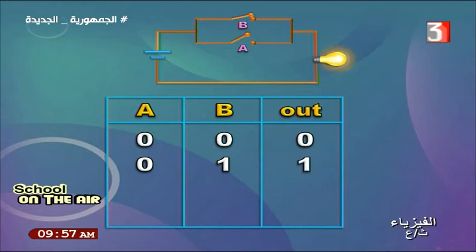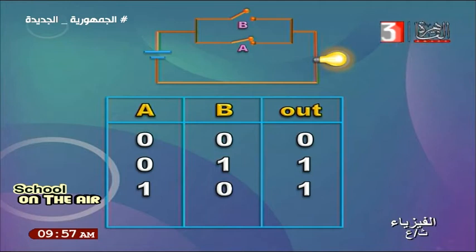Okay. And what about other possibilities? A is closed, B is open. Also, we expect to have it. Yes, the current will find the path to reach the bulb, so it will glow. And what if both of them are closed, 1 and 1? Of course, the lamp will glow. Okay, this was about the truth table of the OR gate.